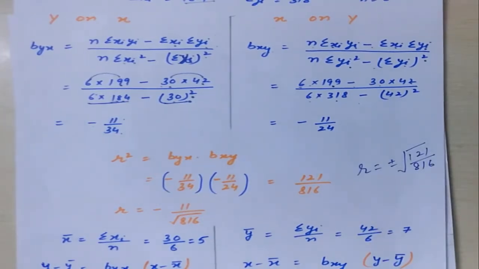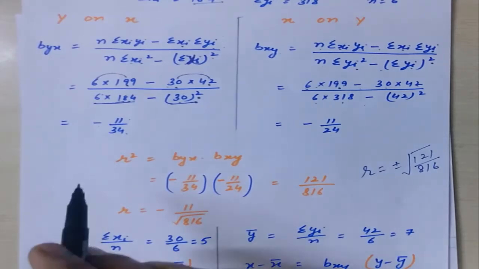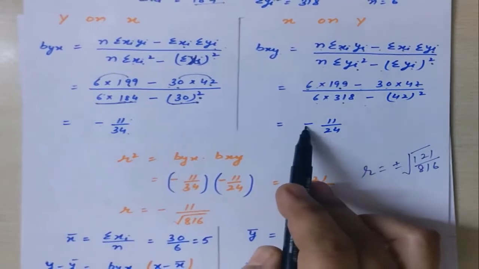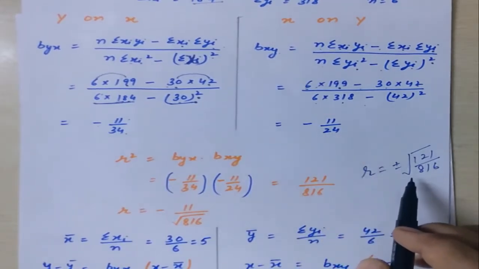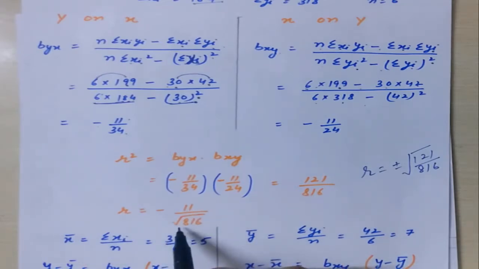As we have already discussed in the important results, the regression coefficients and the coefficient of correlation have the same sign. Now the regression coefficients are with the negative sign, so we will consider the negative sign for r also. r is equal to minus under root of 121 upon 816. Now this is the value of r.